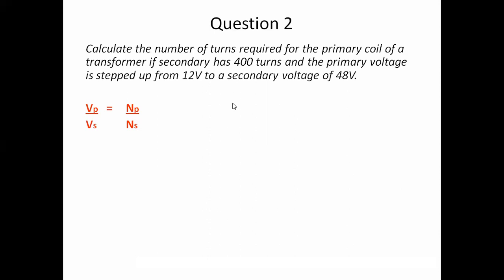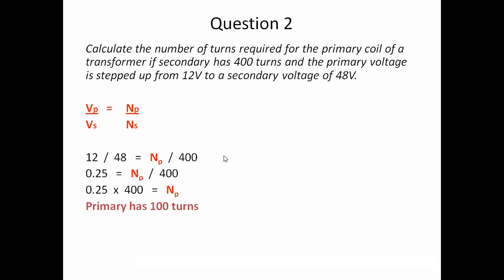Okay, so 12 volt in the primary and 48 volts in the secondary. So it means number of turns in the secondary will be greater. So 12 divided by 48 is equal to NP over 400. It's a ratio. So it will be 4 times less than the number of turns in the secondary. That is 100 turns. Secondary has 400, primary has 100 turns.